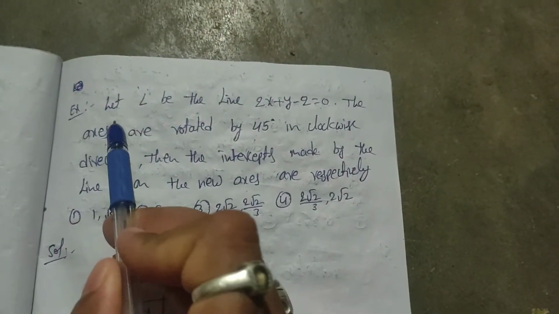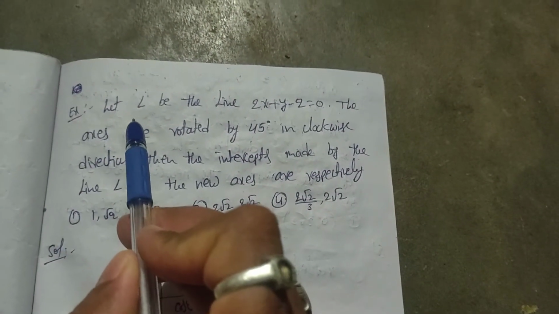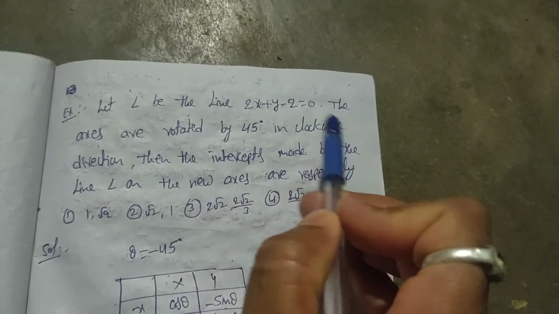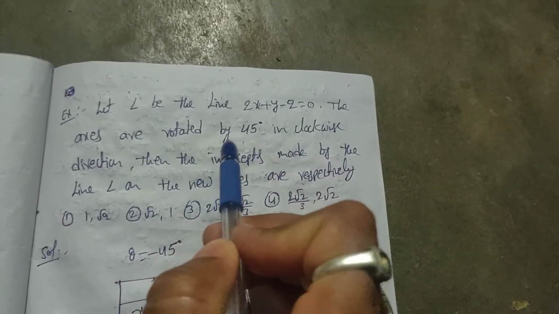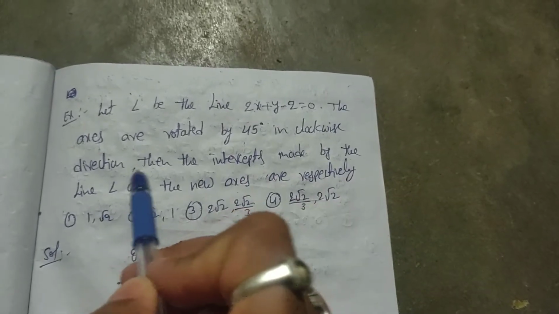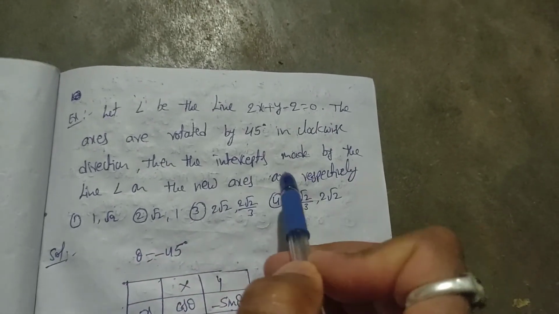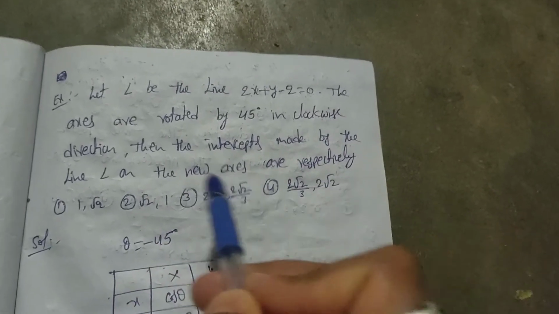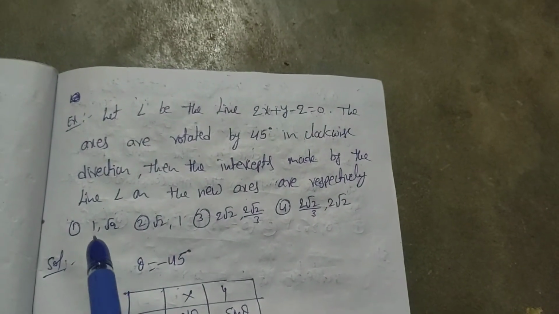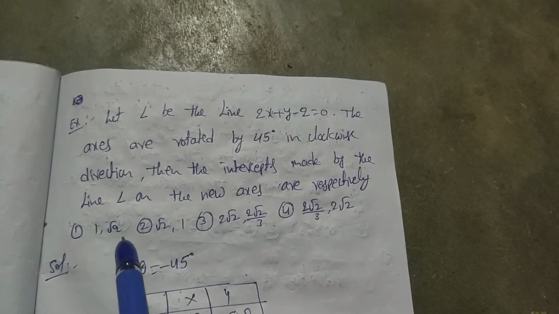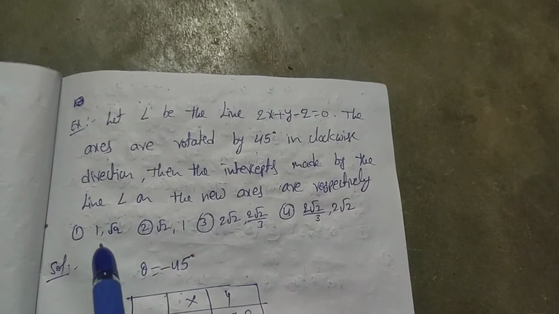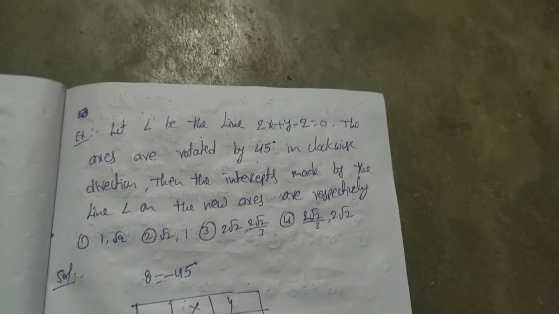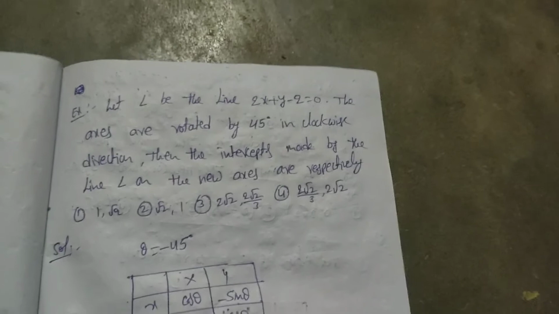Good morning, students. Our next problem is: let L be the line 2x plus y minus 2 is equal to 0. The axes are rotated by 45 degrees in clockwise direction. Then the intercepts made by the line L on the new axes are, respectively... They gave options: 1 comma root 2, root 2 comma 1. This means 1 is the x-intercept, root 2 is the y-intercept. Like that, they gave 4 options.